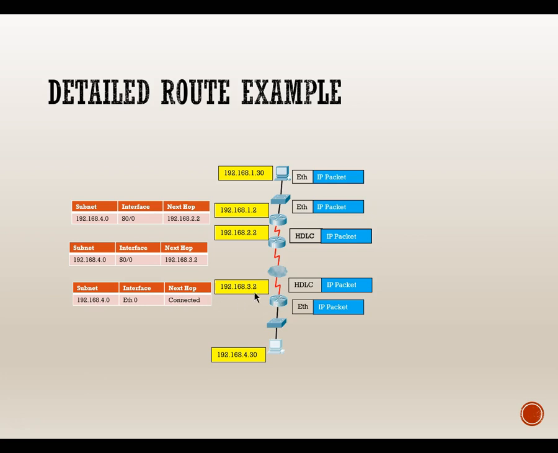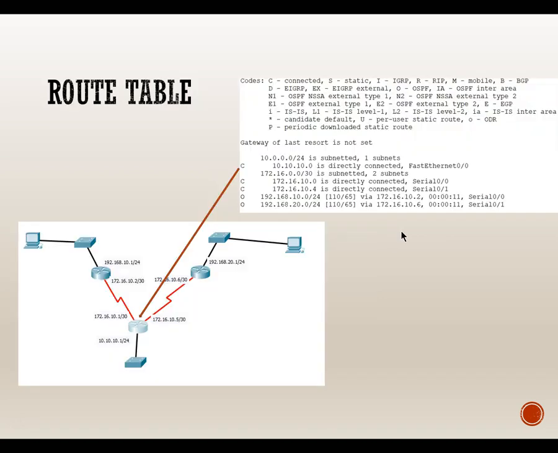When it gets to 192.168.3.2, it's directly connected, so that's when it goes through the ARP process and finds the MAC address to send it to. And again, in the frame rewrite, we're changing the data link header, the MAC address, the source and destination at each location so that it can get from one device to another.